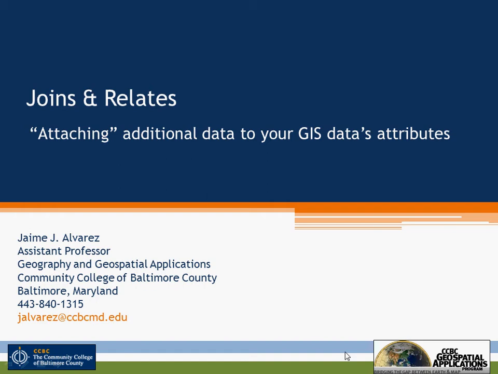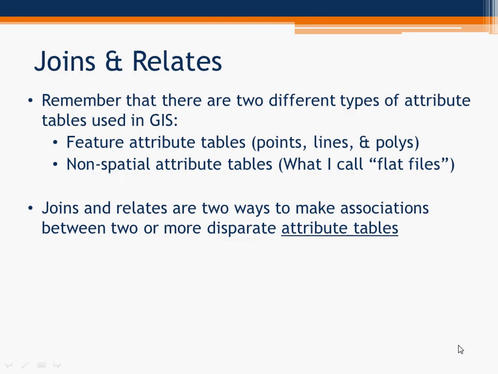Well, we could have disparate databases, disparate tables, maybe a shapefile that has some fields in it, and we need to put additional fields into it that exist in another place. So that's what we mean by a disparate table that we would maybe want to join to our GIS data.